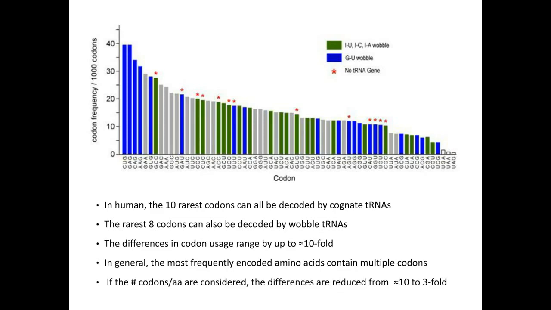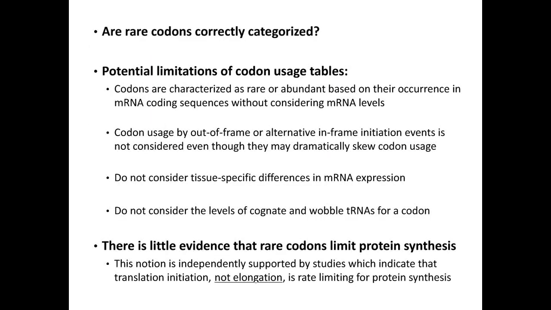But if you look at it a little bit more closely, what you find is that the amino acids that are encoded the most often tend to have more codons, right? And so if you take that into consideration and normalize it, number of codons per amino acid, then these differences go from about tenfold to about threefold. Another issue that I've been wondering about is whether rare codons are even categorized correctly, and I'll try to explain my concerns here. If you think about it, there are a number of limitations of the codon usage tables, right?